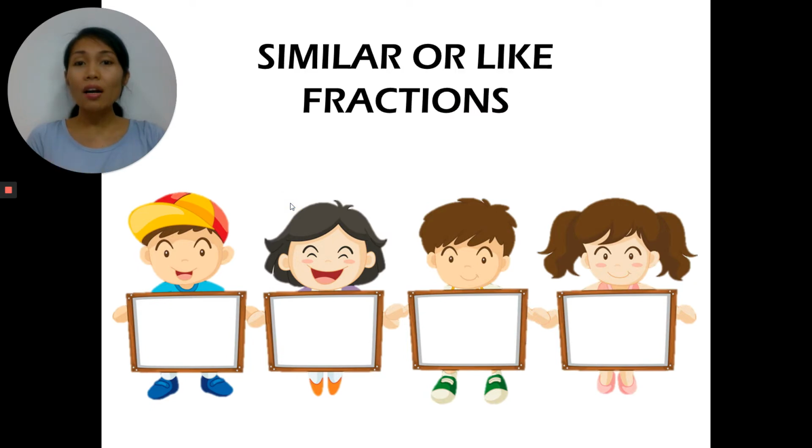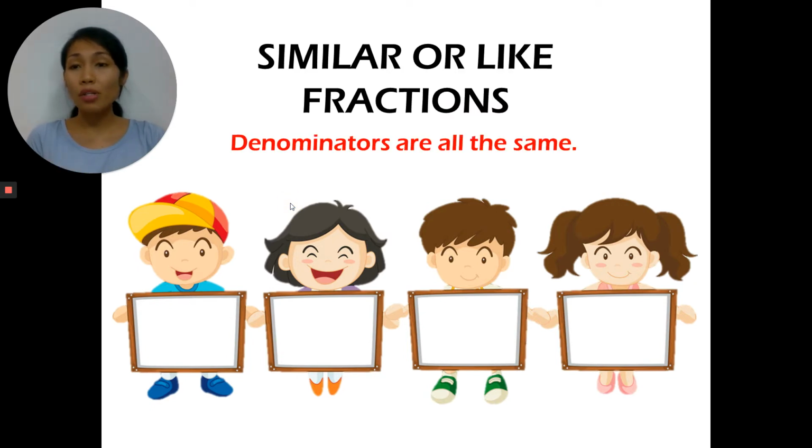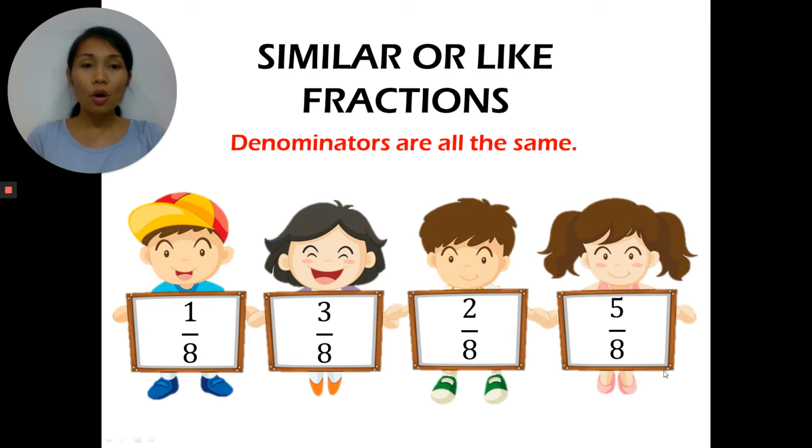They are fractions whose denominators are all the same, like 1/8, 3/8, 2/8, and 5/8. You see here, their denominators are all the same. It's all 8, 8, 8, 8. They're all equal. That's why they're called like fractions. They are all like fractions, the same. So they are similar or like fractions.